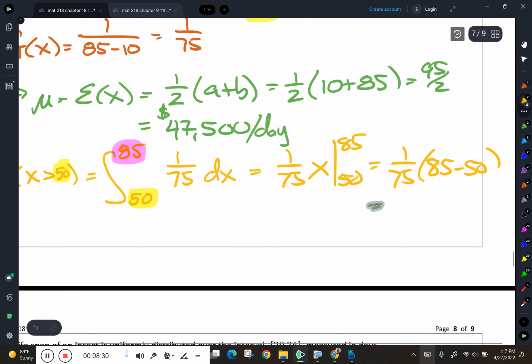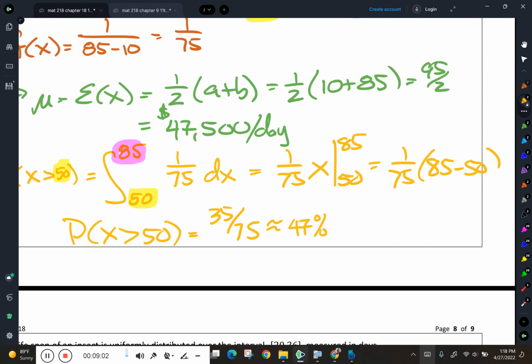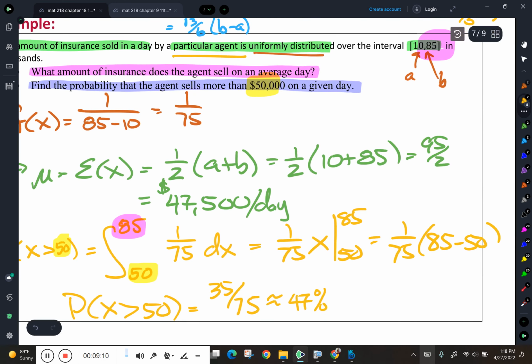And that gives me what? My probability that my random variable is greater than 50 would be 85 minus 50, which is 35. So 35/75. I think that reduces. Let's grab the calculator and see. 35/75 is about 46%, 47%, rounded where they would tell me to round it. So there's about a 47% chance, just about a half, that this particular agent, as they've defined it up here, will sell more than $50,000 on a given day.